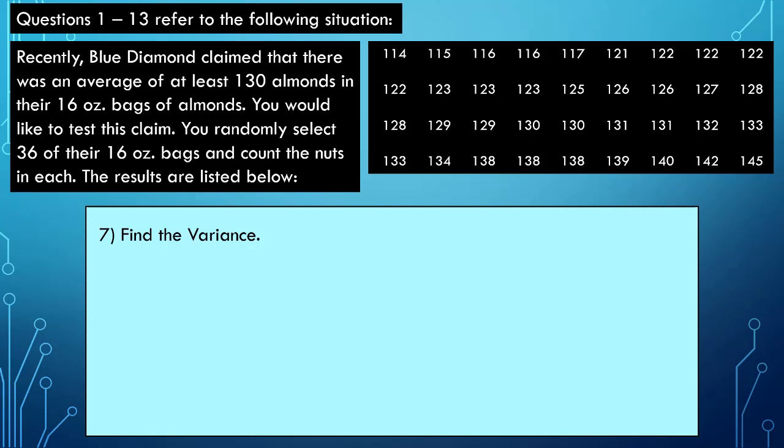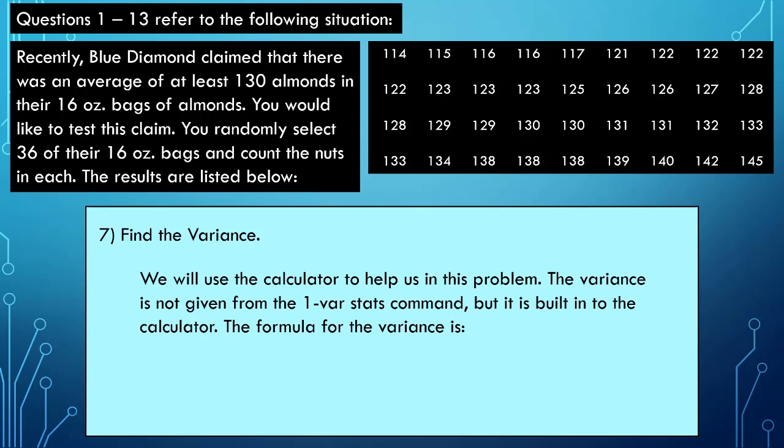Here, we're going to use the calculator to help us, because we learned how to do these things on the calculator as well. So the variance isn't given in the one variable stat screen that we've seen so many other things on, but it is built into the calculator. And the formula for the variance, if you wanted to do it by making the table, is s squared equals the sum of x minus x bar squared over n minus 1. That's the sample variance formula. If it was a population variance, it would be over n.